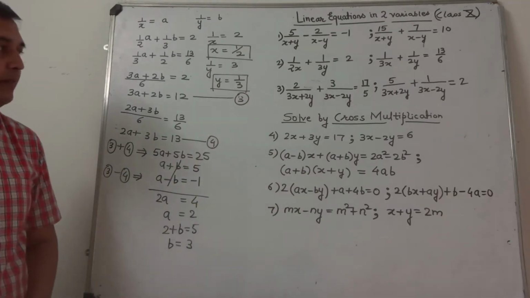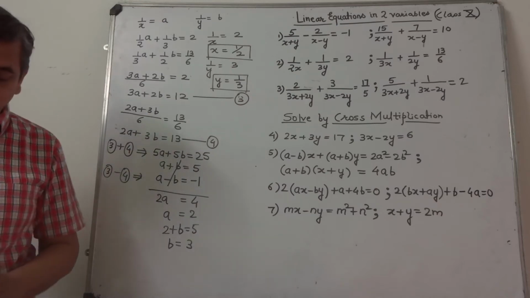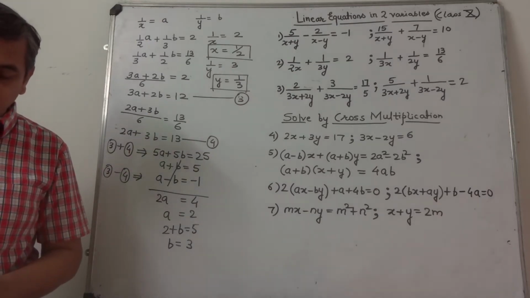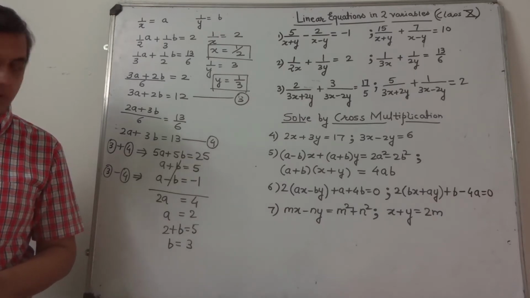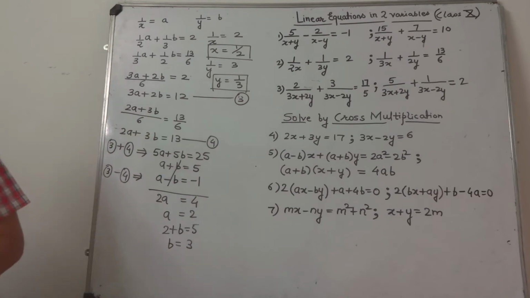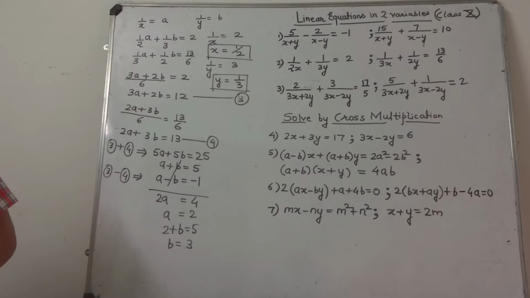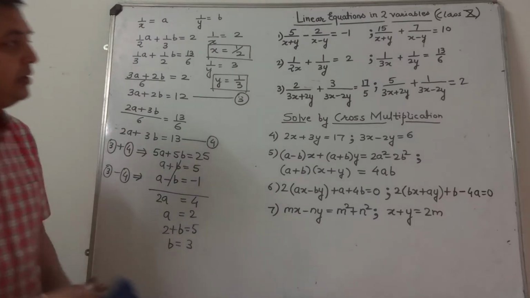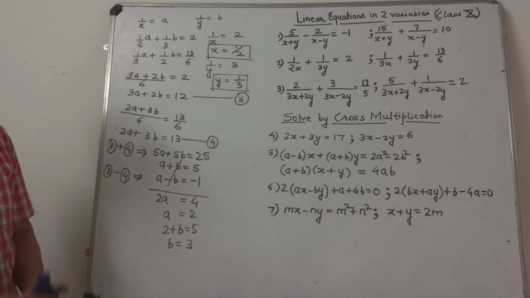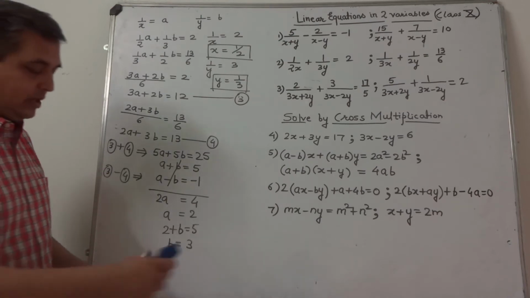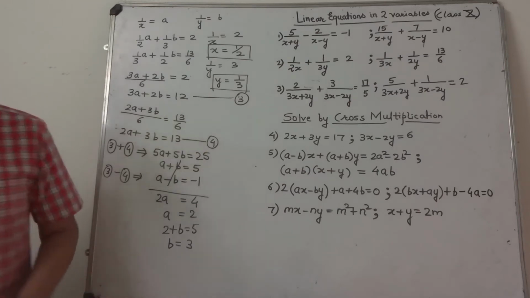What should we apply? In the denominators, we can see 3x plus 2y and 3x minus 2y. Can you see? So what should be the substitution over there? The substitution can be 1 upon 3x plus 2y is equal to a, and 1 upon 3x minus 2y is equal to b, and then we can go ahead. Is this clear? So let us start. Question number 3.